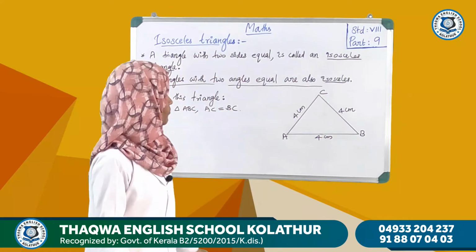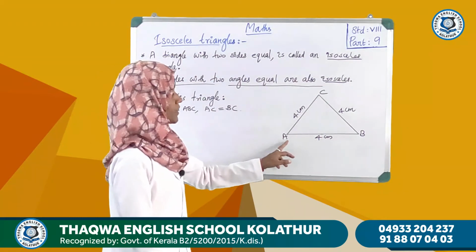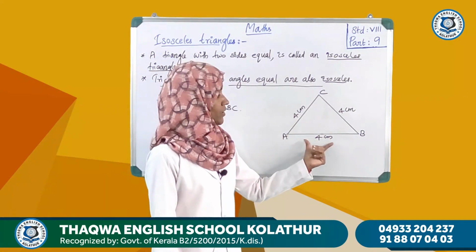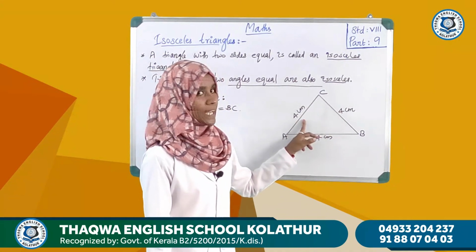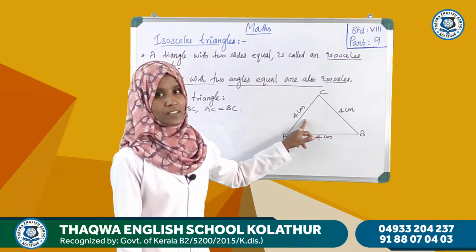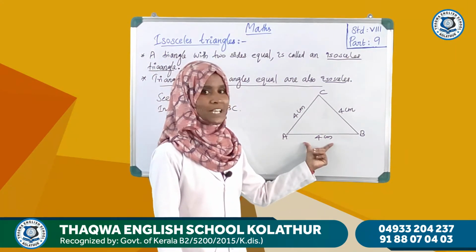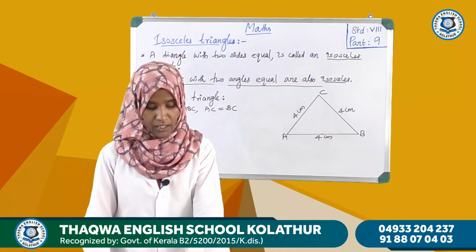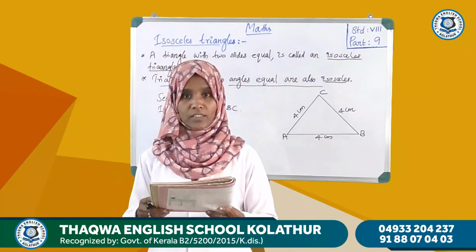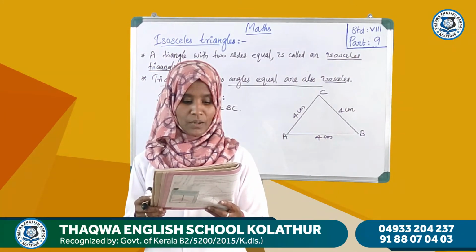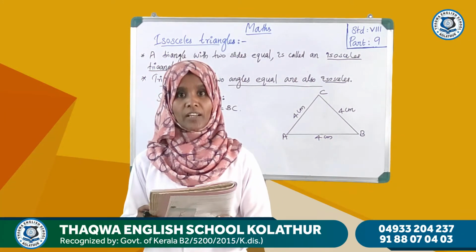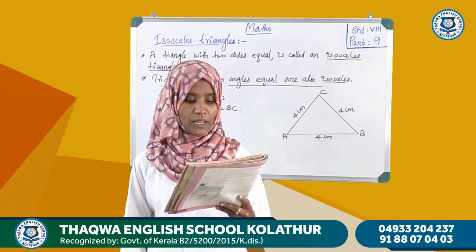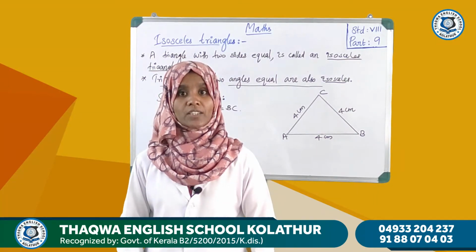Now, see this triangle ABC. What is given? AB, BC, AC are 4 centimeters. That is, we can say that all three sides of this triangle are equal. We know that a triangle like this with all three sides equal is called an equilateral triangle.